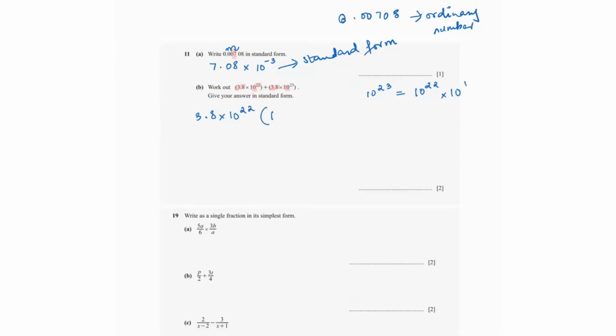So that leaves 1 plus 10 in the bracket. Now 1 plus 10 is 11. So we are multiplying 3.8 times 10 to the power of 22 with 11. Now comes the multiplication of a decimal with a whole number. So 3.8 times 11. When you're multiplying a decimal with a whole number, the steps are the same as multiplying a whole number with a whole number. And over here, we're going to use column multiplication.